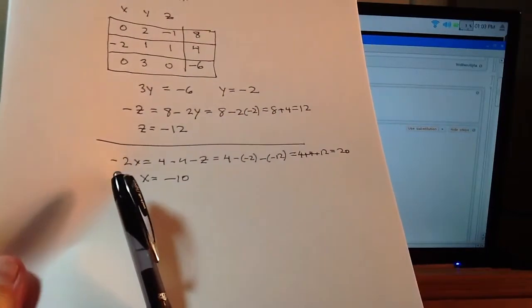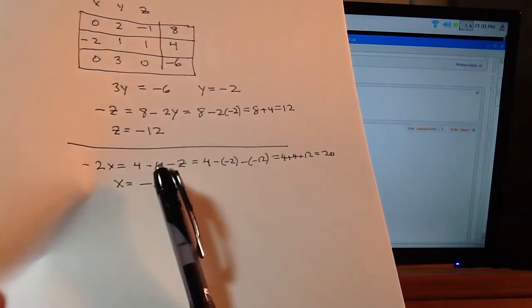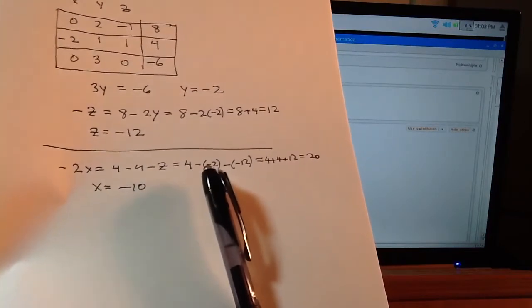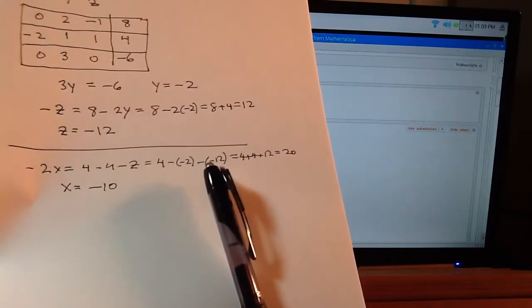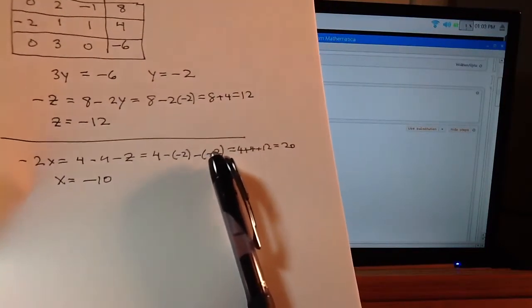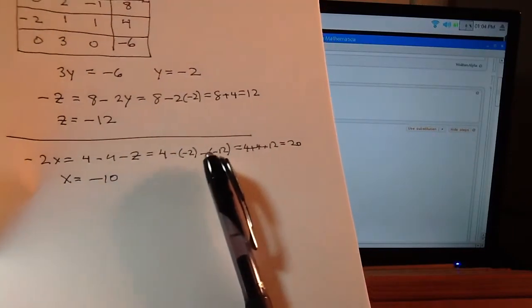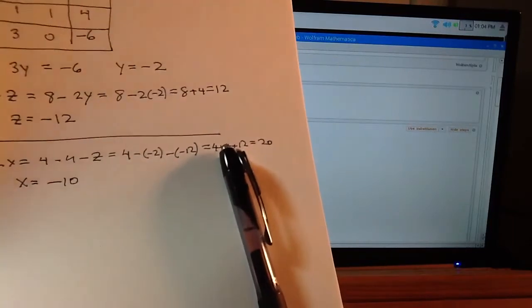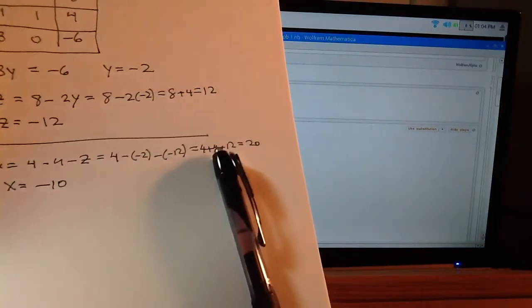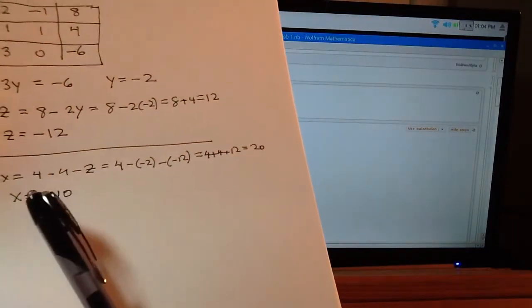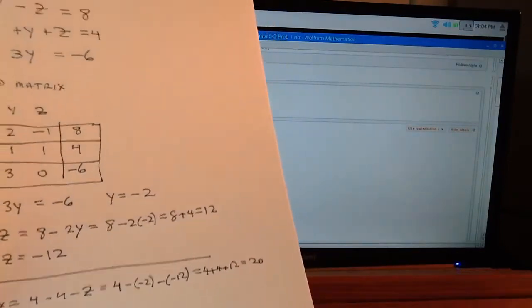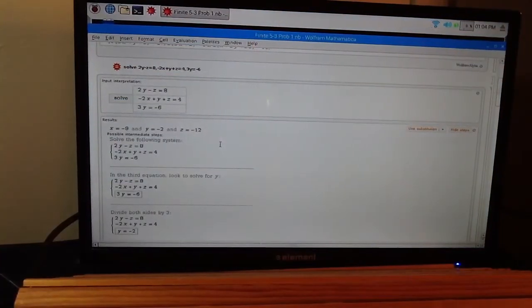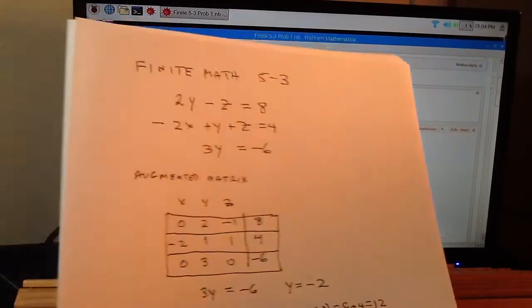Let's look at this. Minus 2x, 4 minus y minus z. I got 4 minus a minus 2 minus a minus 12. And then what did I do? I said 4 plus 4 instead of 4 plus 2. That should have been a 2 there. So if that was a 2, then I would have 18, and then I would have x is minus 9. So Wolfram Alpha let me quickly find my mistake and corrected me for it.